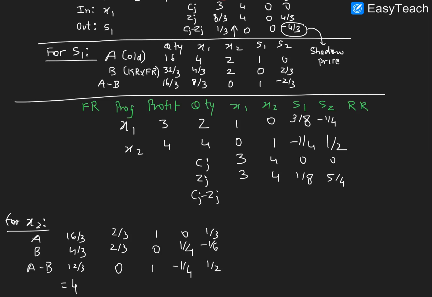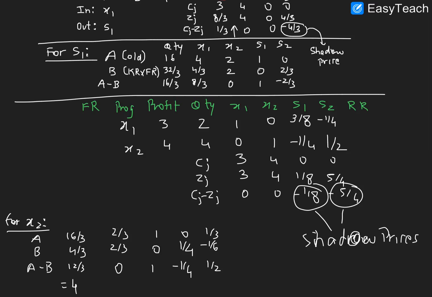If I look at Cj minus Zj, the difference between them, we say 0, 0, minus 1 by 8, minus 5 by 4, and both these numbers are what we call shadow prices. So that's how we get this final table. From here there is no possibility for me to select any number which is positive, because I can't find anything else to be profitable. If I try to keep S1, S2 idle, I am losing out because there's a negative Cj minus Zj.